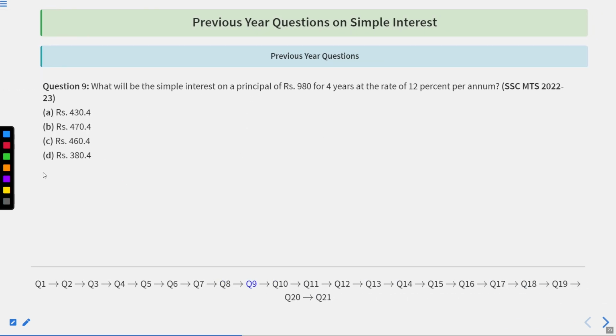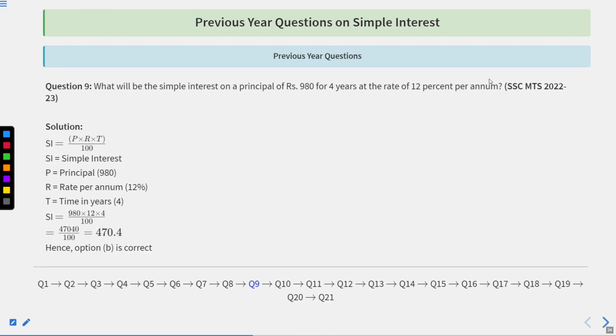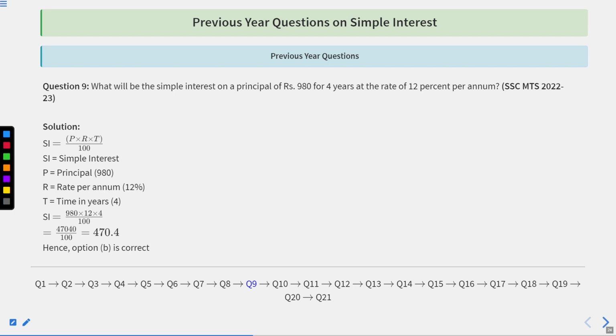Question number 9. What will be the simple interest on principal of rupees 980 for 4 years at a rate of 12% per annum? So simple interest is given by principal into rate into time upon 100. So SI is simple interest here. P is principal, which is given to be 980 rupees, and rate per annum is 12%, and time in years is 4.